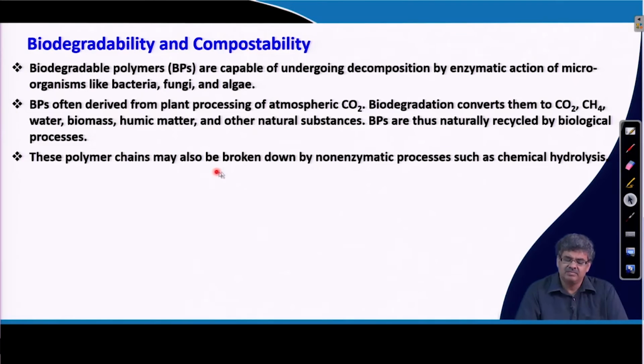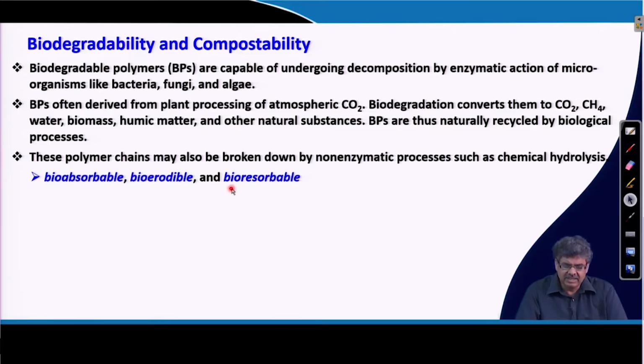These polymer chains may also be broken down by non-enzymatic processes such as chemical hydrolysis, but this is not commonly encountered with normal plastics, because if they got hydrolyzed in the presence of some chemicals or some non-enzymatic process, then their usefulness would also come down, because during use they would hydrolyze and their properties would degrade. Sometimes the term biodegradable is replaced with bioabsorbable, bioerodible or bioresorbable materials. They all have similar meaning.